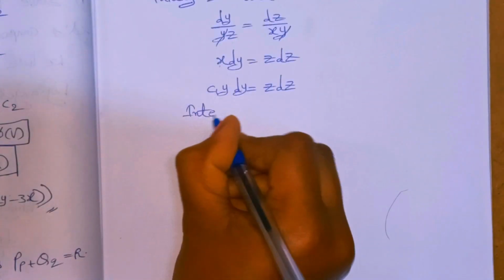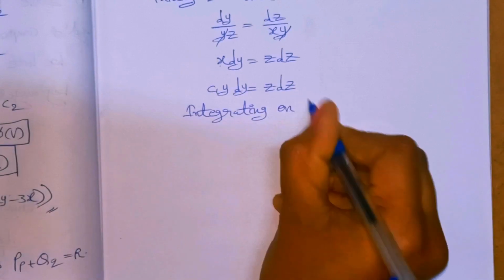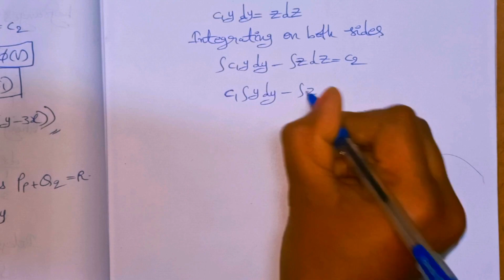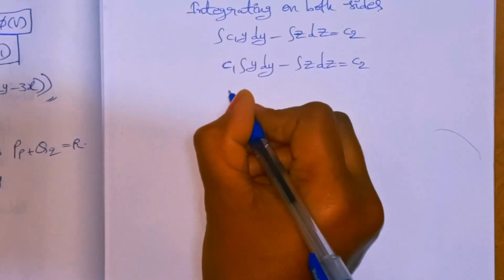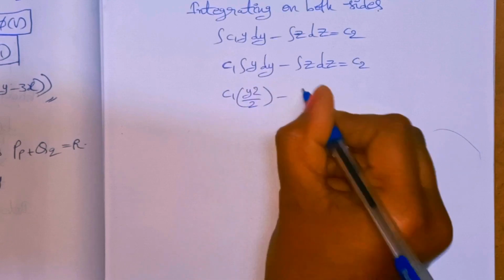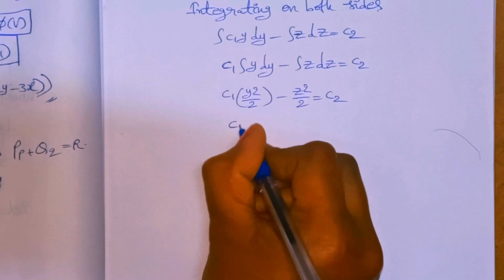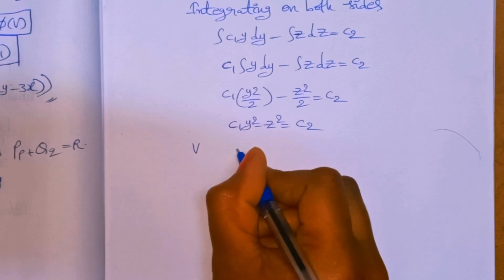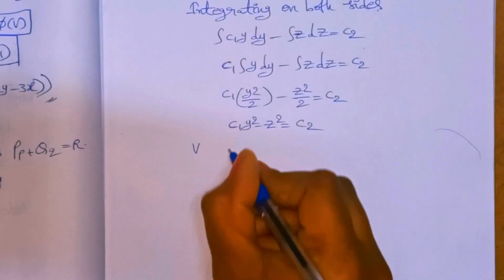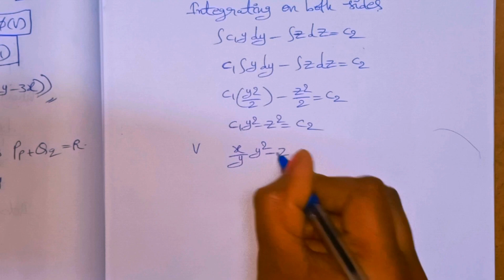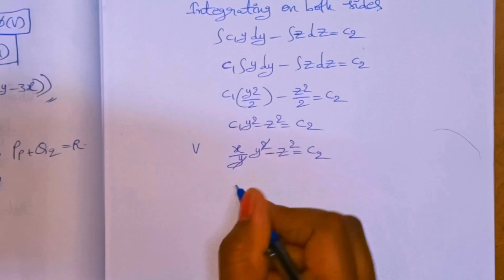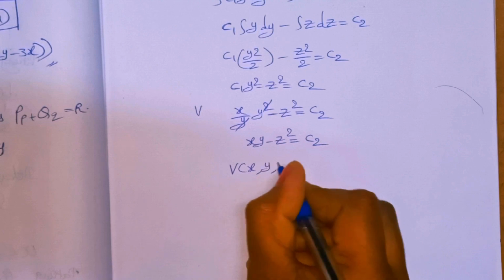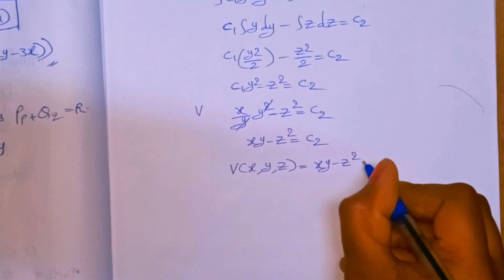Integrating on both sides, c1 integration of y dy minus integration of z dz equals c2. So c1 y squared by 2 minus z squared by 2 equals c2. Since c1 is x by y, x by y into y squared minus z squared equals c2. The y cancels, so xy minus z squared equals c2. V of x, y, z equals xy minus z squared equals c2.